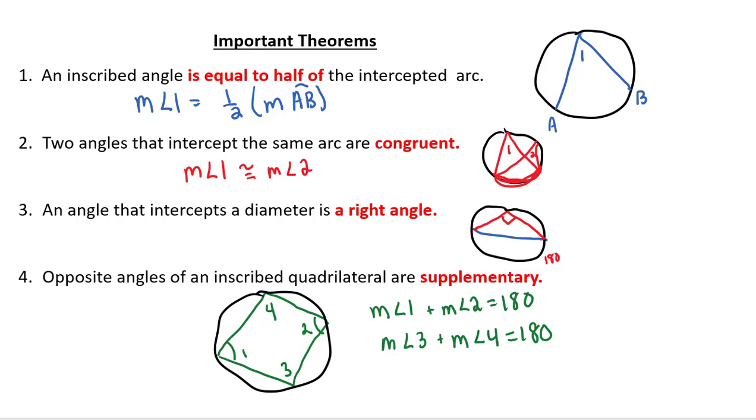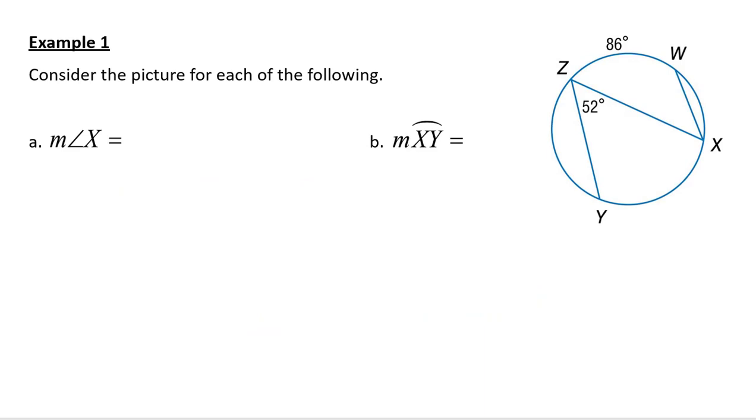So let's do some examples having to do with this. So the first one, consider the picture for each of the given. Okay, so the first one is finding the measure of angle x. Well, the measure of angle x is 1/2 of this intercepted arc. So where the angle hits the circle, that's called the intercepted arc. So that's 1/2 of 86. So that is equal to 43.